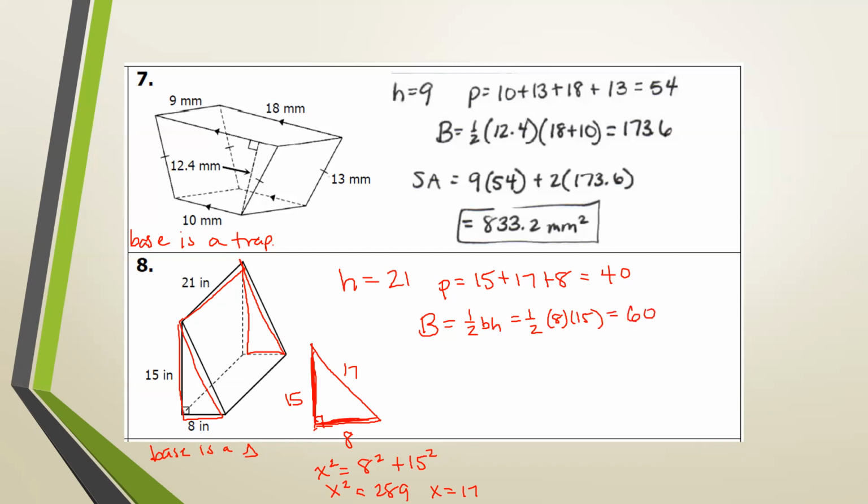Now we have everything we need for our surface area. Surface area is the height times the perimeter plus 2 times the area of the base. And you don't have to memorize that. That's on your formula sheet. 960. Your units are inches squared. If you're missing a side and you've got right triangles, think of your old pal Pythagoras. All right, so that was prisms.